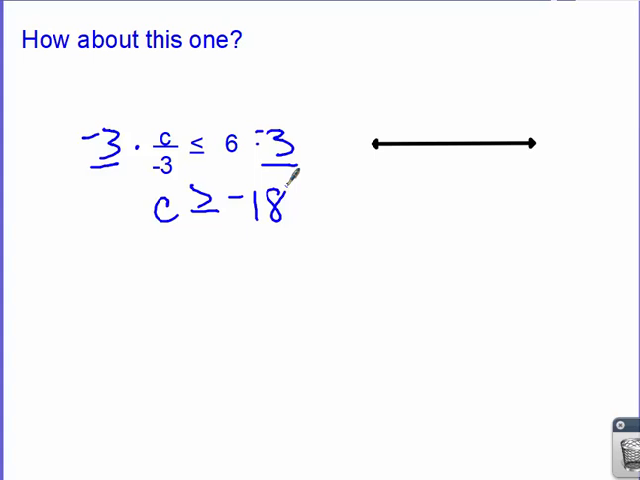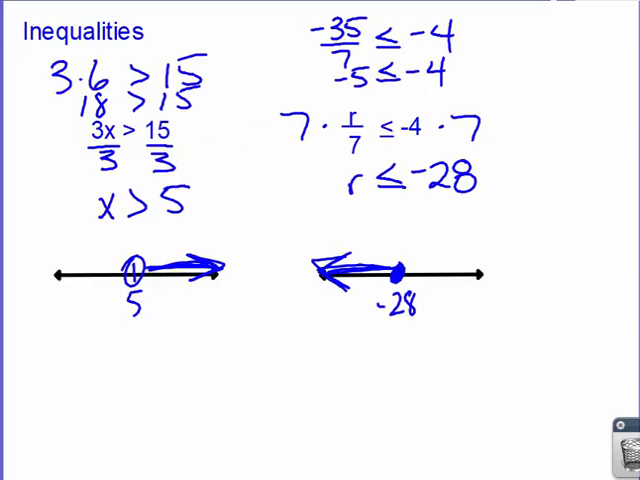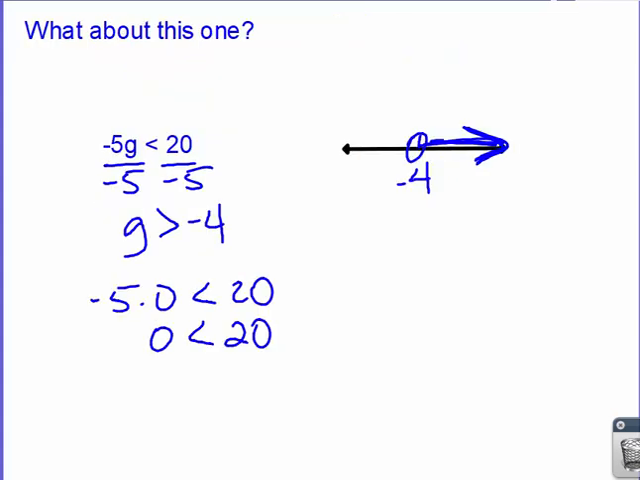So let's try one. Again, 0 is found in my solution set. So 0 divided by negative 3, is that less than or equal to 6? Well, 0 divided by negative 3 is 0, and 0 is less than or equal to 6. So when you're multiplying and dividing, if you have a positive number, no problem. Okay, it just slides right on by. Right? But if you have a negative coefficient, your inequality will flip when you're solving. So that's how we add or subtract and multiply, divide inequalities. Until next time.